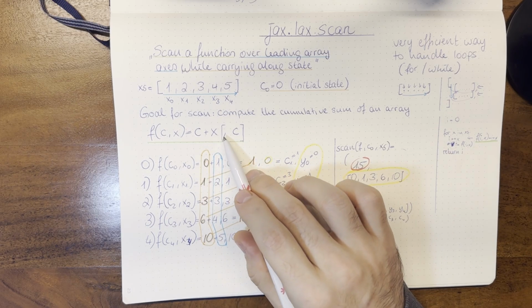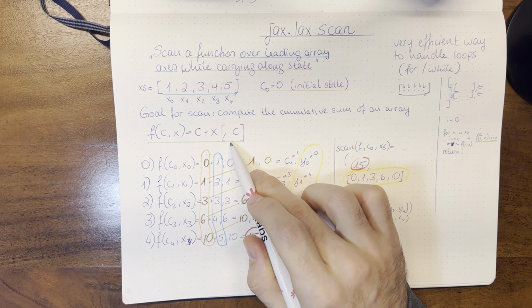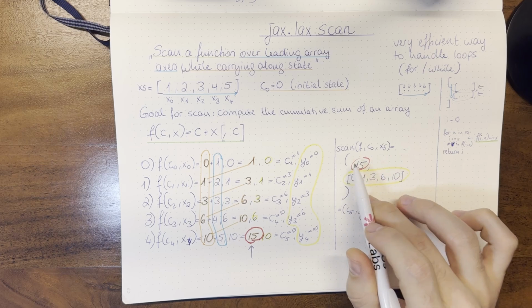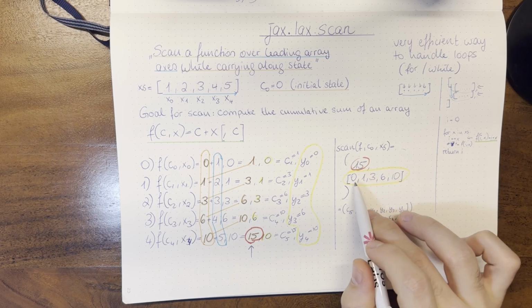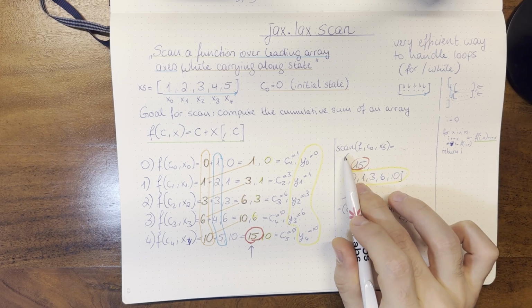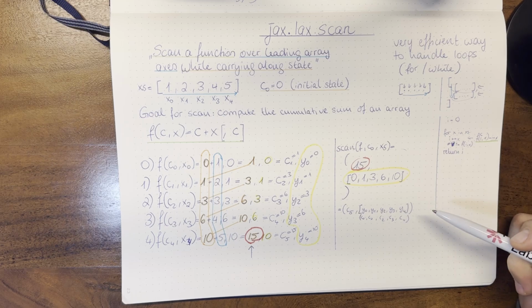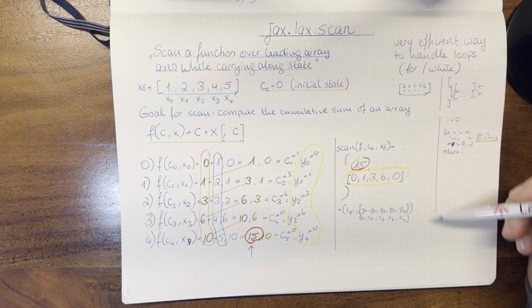But as I said before, this second part is optional, so you can also return none, and then in that situation you would get 15 and none as the return from the scan function. And that's basically all there is to it. So now let's go to the editor and see all of this in action.